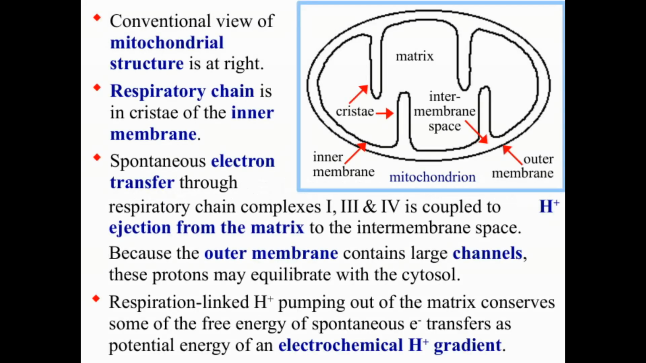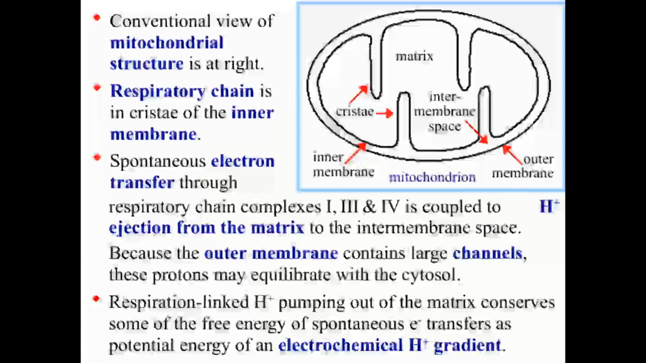Let's take a closer look at the respiratory chain complexes I, III, and IV. These complexes are responsible for coupling electron transfer with H+ ejection from the mitochondrial matrix into the intermembrane space. This process is crucial because it helps establish a proton gradient that the cell can later use to produce energy.